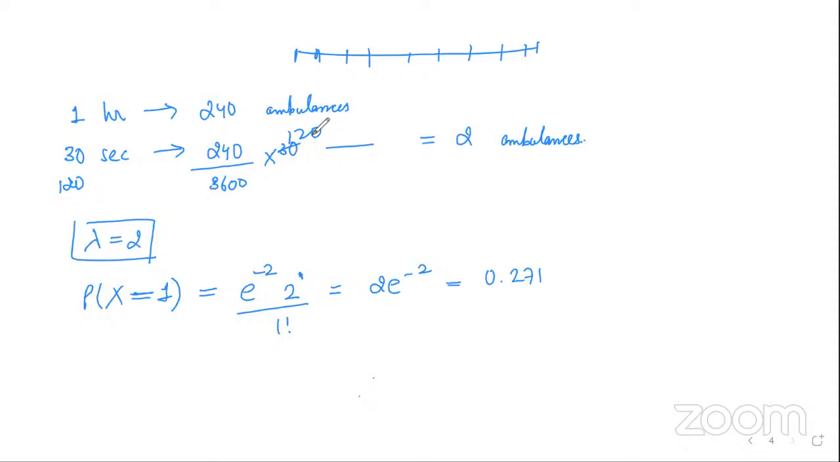Yeah, exactly the same thing. Here it is 30 seconds, so for 120 seconds how many ambulances will arrive? So 240 upon 3600 into 120, which will be 8 ambulances. So in place of 2 here, it becomes 8, right? So you just have to substitute. x remains the same, x will be 1 only. So it will be 8 into e to the power minus 8.